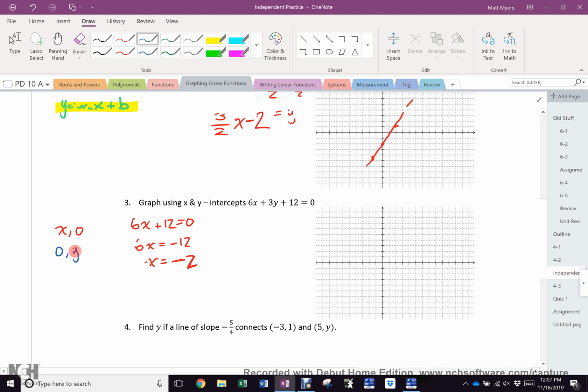When I seek a y, what happens to the x? It disappears, so I have 3y plus 12 equals 0. 3y equals negative 12. Y equals negative 4. Since they are both nice, easy to work with whole numbers, I don't need to change the scale.